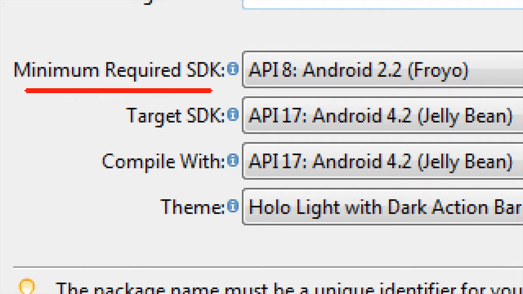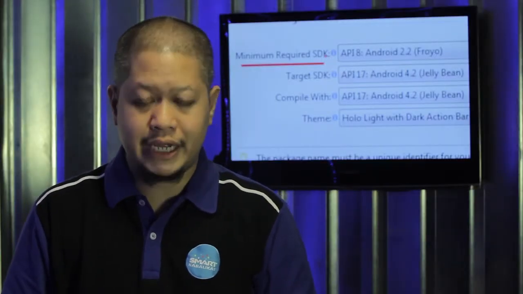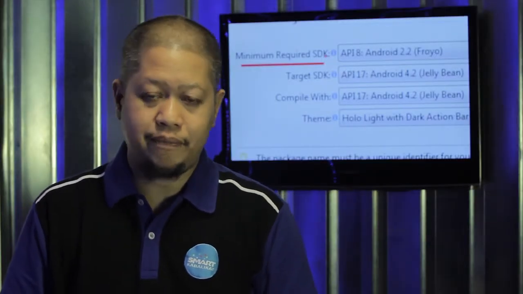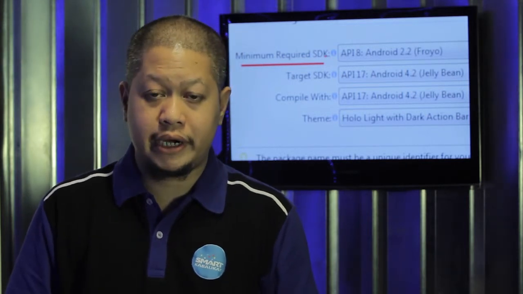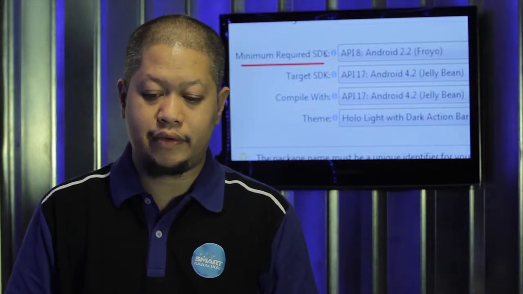There's a minimum required SDK for each application. This is very important because this indicates the minimum device that your program can be installed on. If you're looking at your target audience and you ask yourself, what phones are being sold in my country? What high-priced phones are being used by my target audience? And that answers your minimum required SDK question.